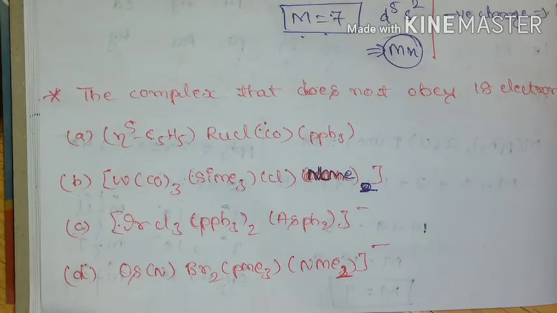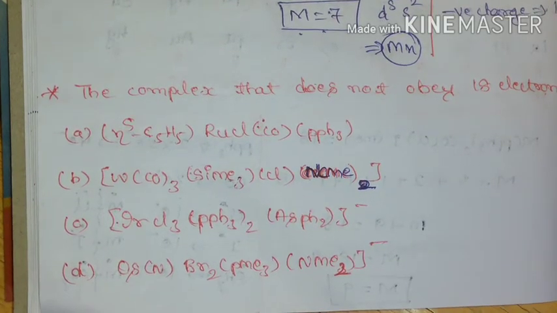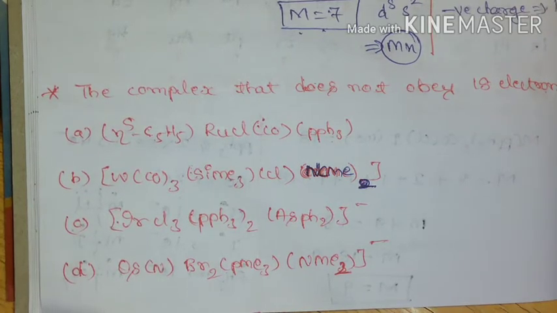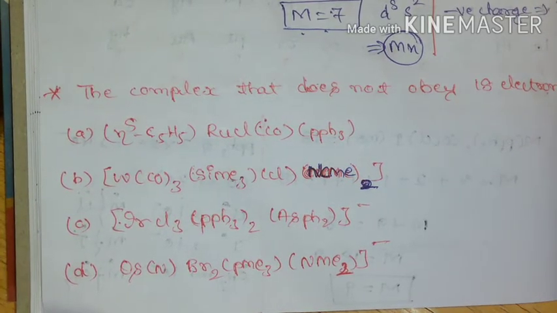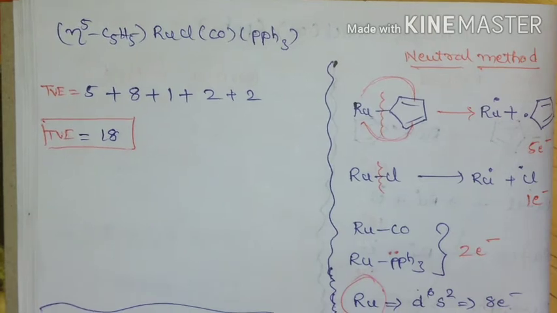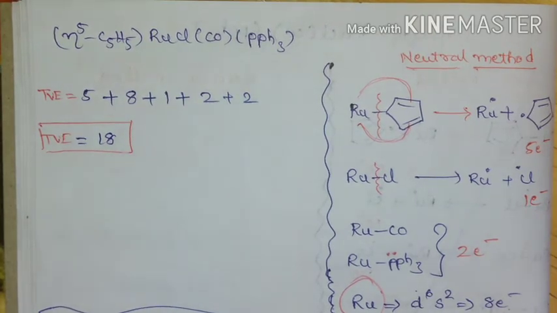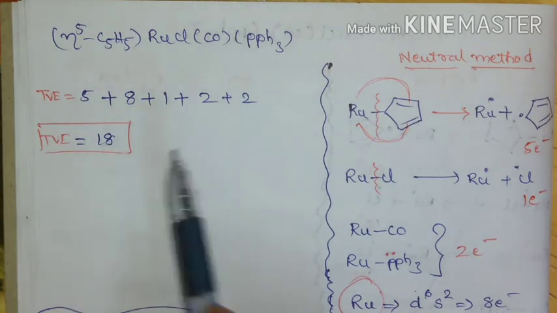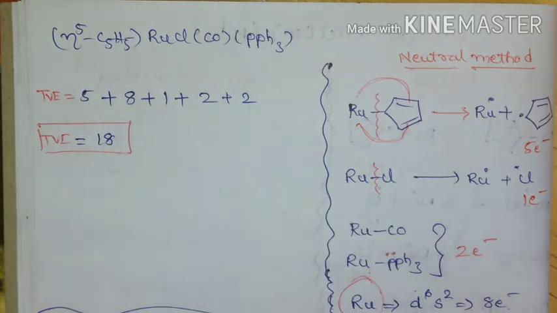So we will see the next question, that is the complex that does not obey the 18 electron rule. Here 4 complexes have been given, and we need to identify which complex does not obey the 18 electron rule. Here I will discuss both methods, the neutral method and the oxidation state method. If you come to the first complex, eta 5 C5H5 Ru Cl CO PPh3.